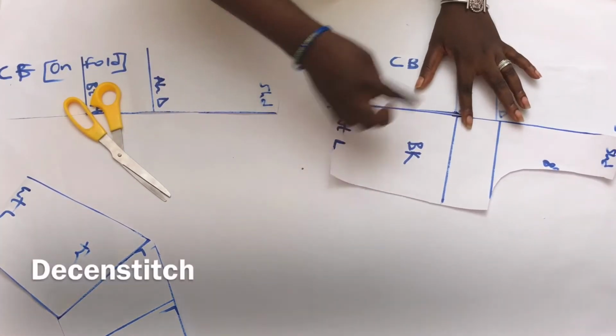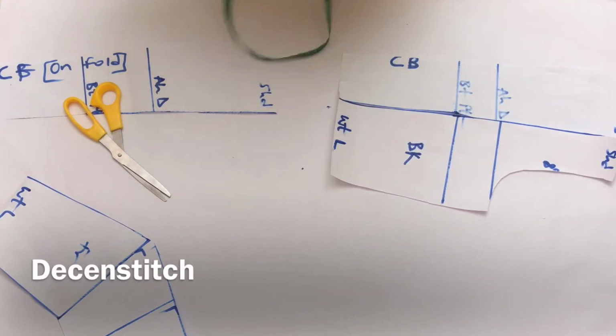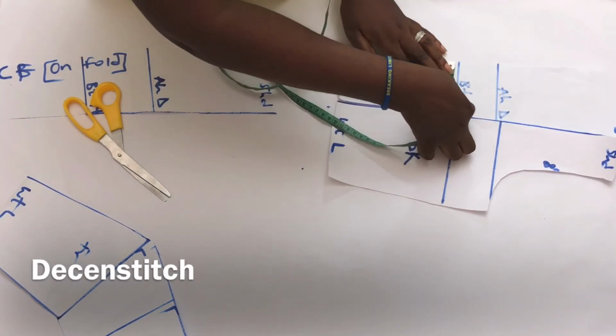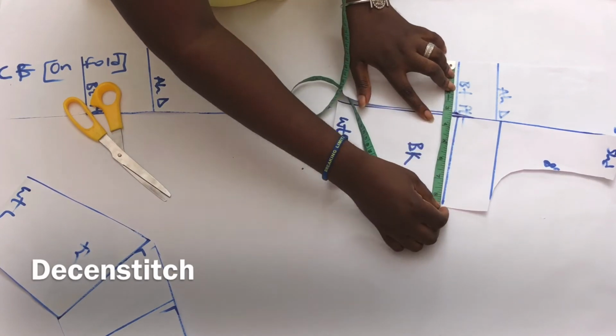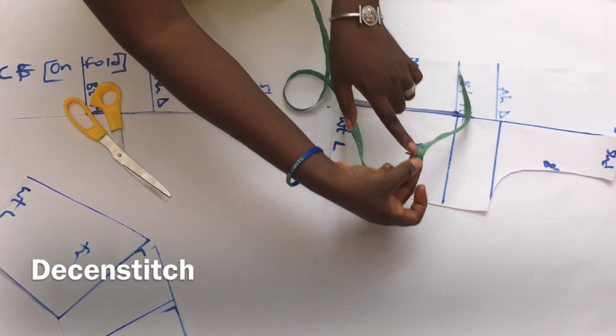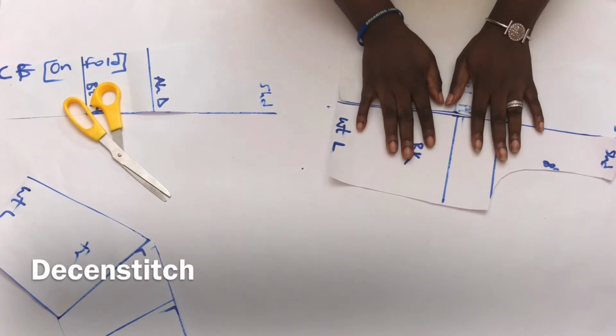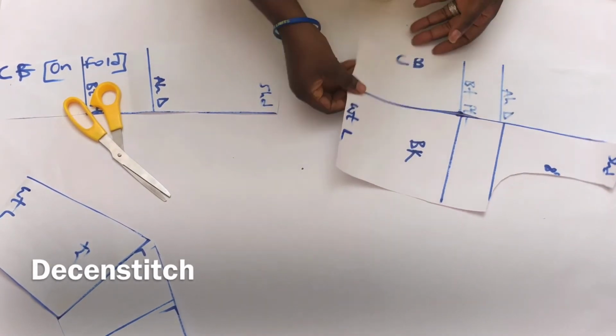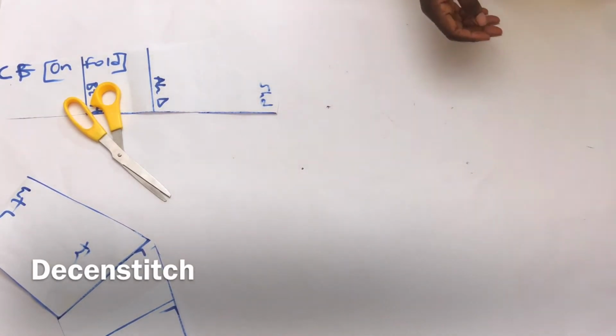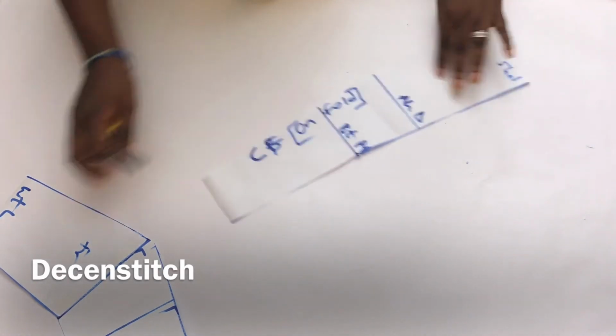I'm going to confirm what I have here now. It should be 8.25 now. This is 8.25 inches. The back is okay now. Now we are going to do the front piece.